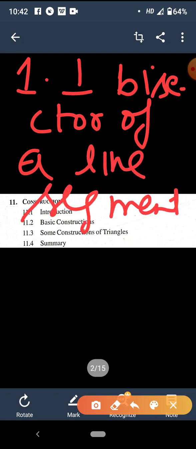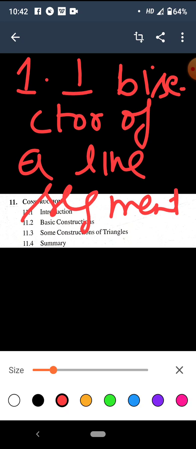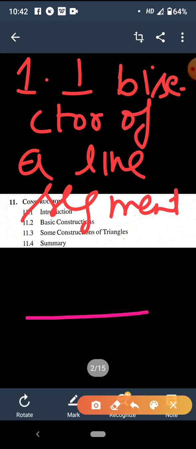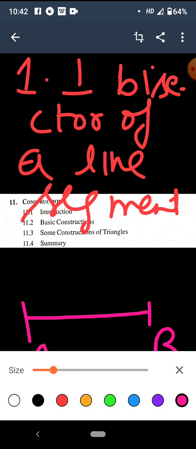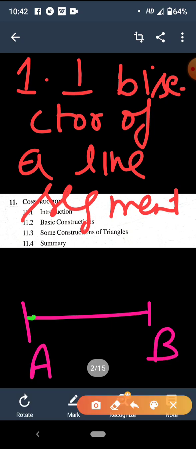So how will we prepare the perpendicular bisector of a line segment? For this purpose, you first have to draw a line segment. Then by putting the compass at A, and at B, with more than half of AB, we will draw an arc at the top and at the bottom, and then we will put arcs at C and D.